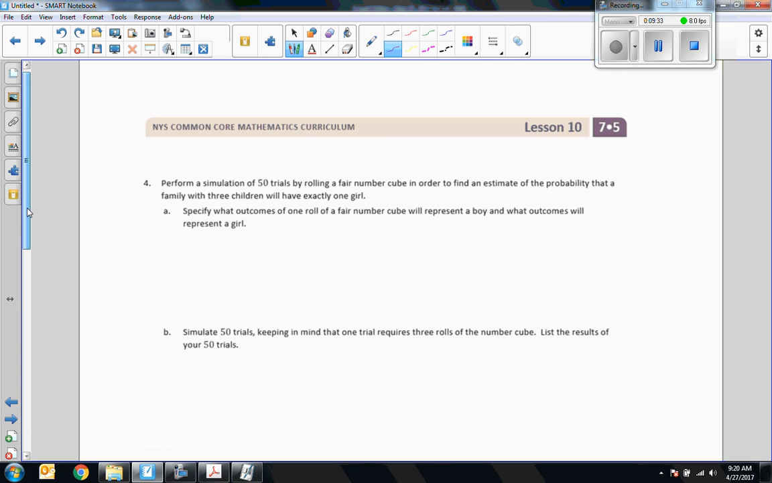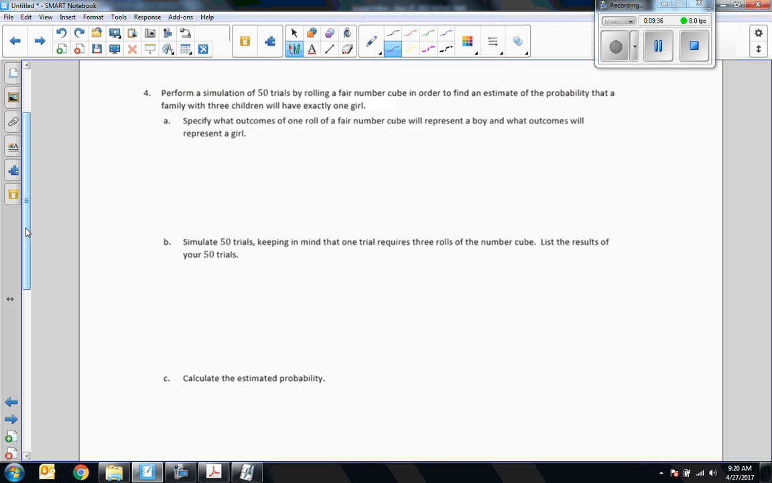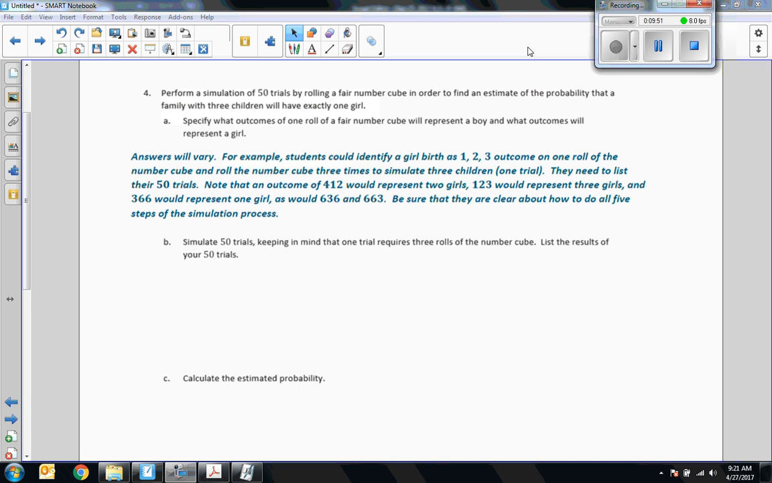Number 4. Perform a simulation of 50 trials by rolling a fair number cube in order to find an estimate of the probability that a family with 3 children will have exactly 1 girl. Specify what outcomes of 1 roll of a fair number cube will represent a boy and what will represent a girl. Since there are so many possible outcomes, the answer says answers will vary. For example, students could identify a girl birth as a 1, 2, or 3 on the die, and roll a number cube 3 times to simulate 3 children in one trial. Then they need to list their 50 trials.